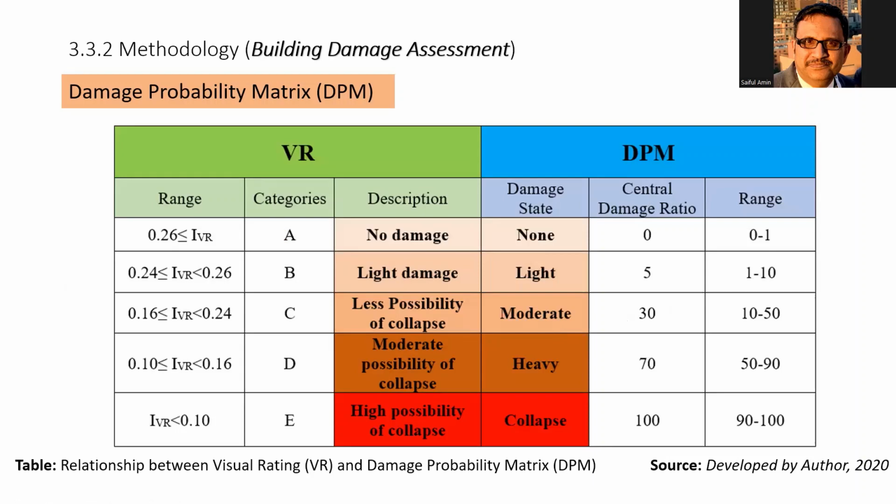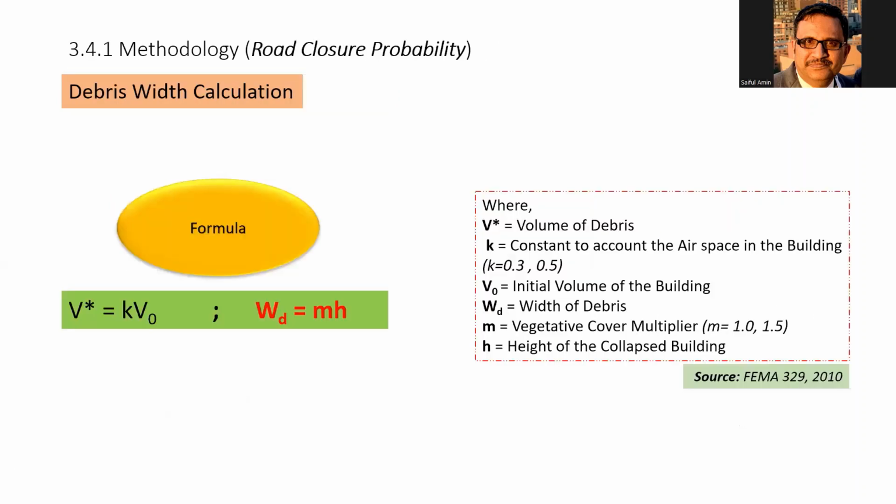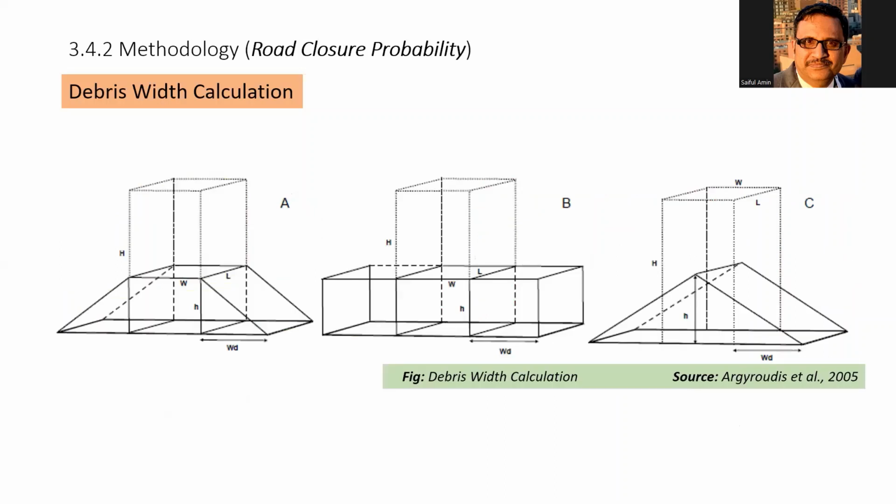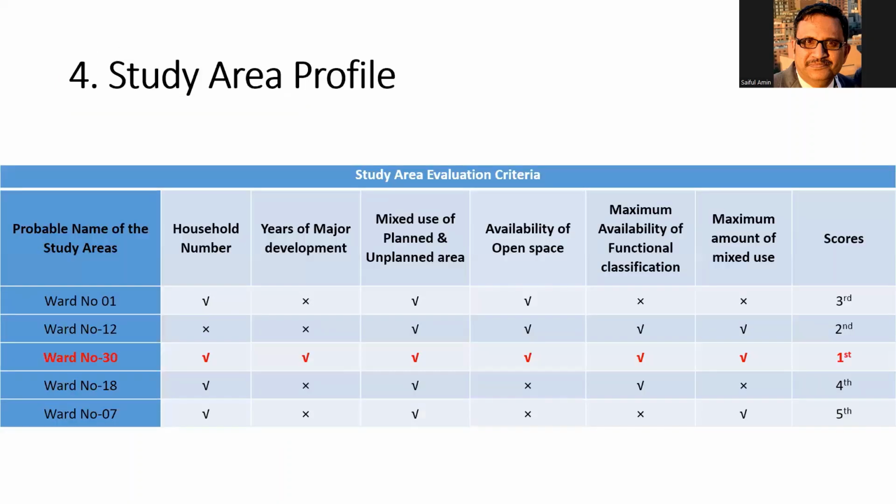You can see the color range grades from light color to deep one, and the deep color presents more vulnerability in terms of damages. And finally, we have calculated the debris with FEMA 329 formula to justify how much debris might generate within this road section. And this figure shows how the buildings can collapse during an earthquake or seismic event.